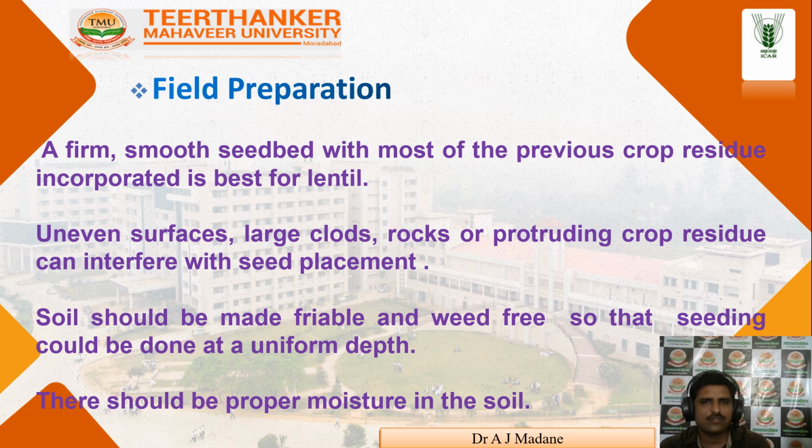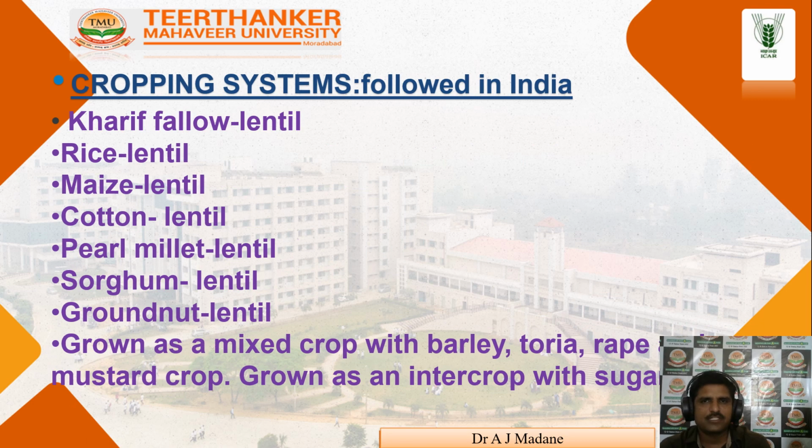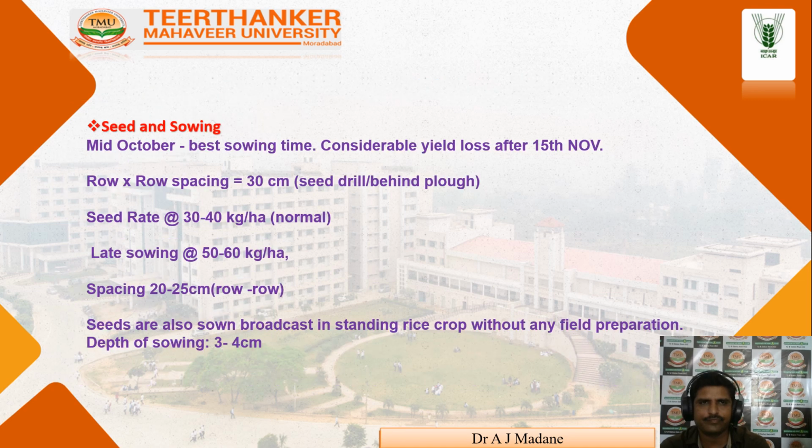Uneven surface, large clods, rocks, and previous crop residue can interfere with the seed placement. Soil should be made friable and weed free so that seeding could be done in an optimum way. There should be proper moisture in the soil. Cropping systems followed in India: Kharif fallow lentil, rice lentil, maize lentil, cotton lentil, pearl millet lentil, sorghum lentil, groundnut lentil, and lentil grown as a mixed crop with barley, toria, mustard.